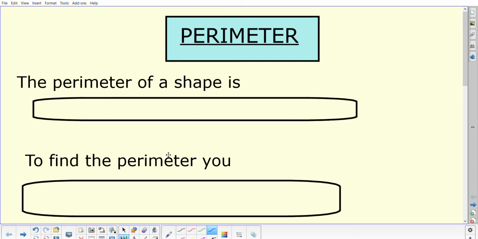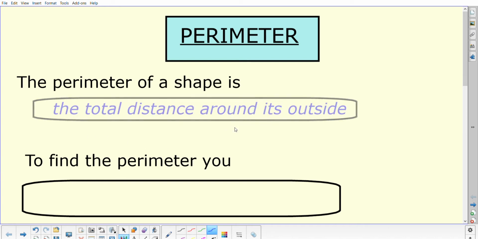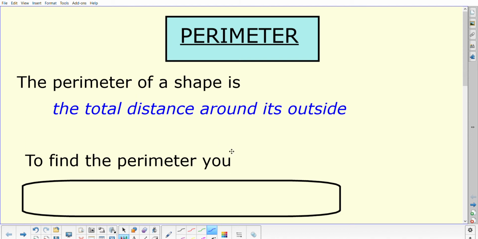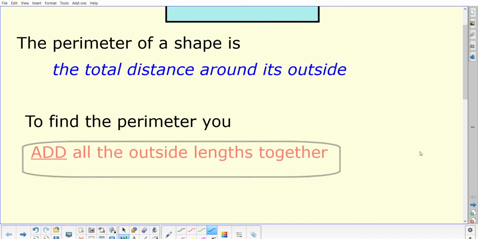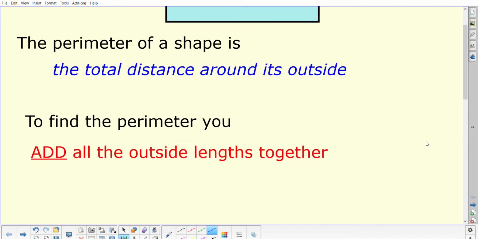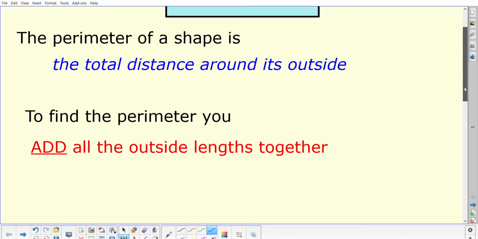So in today's numeracy lesson, we're going to do a little bit of a recap on perimeter and start some work on area. So perimeter you've met before, and you should therefore be aware that the perimeter of a shape is the total distance around the outside of a shape. So if you're asked to find the perimeter of a shape, it basically means that you are going to add up all the outside lengths.